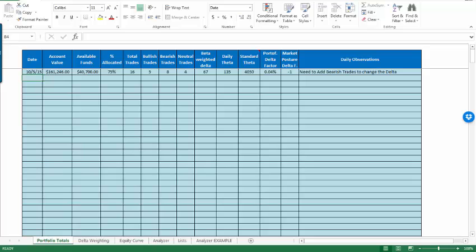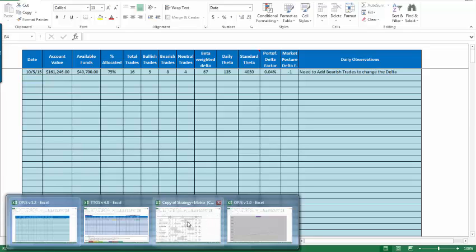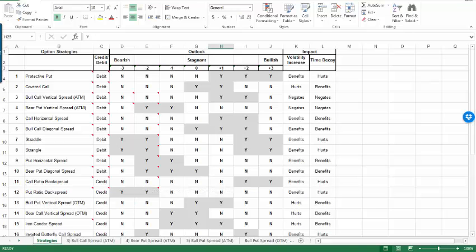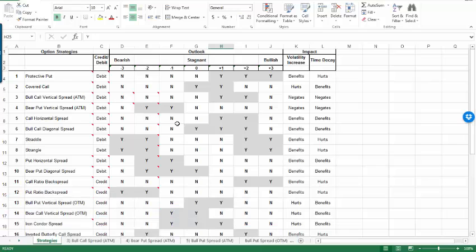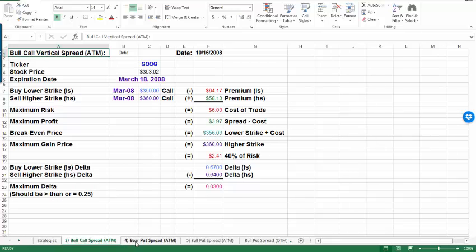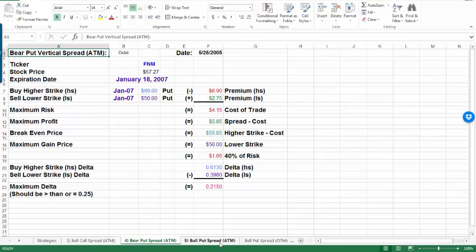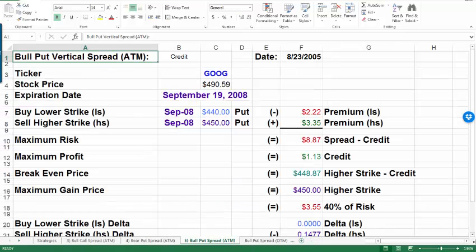portfolio. All right, the last thing I want to talk about is one of the spreadsheets that I gave you, the copy of strategy matrix, the strategy matrix. Now, many of you will have heard the names of all these different strategies. You know, what is a bull call? What is a bear put? What is a bull put? So on and so forth.